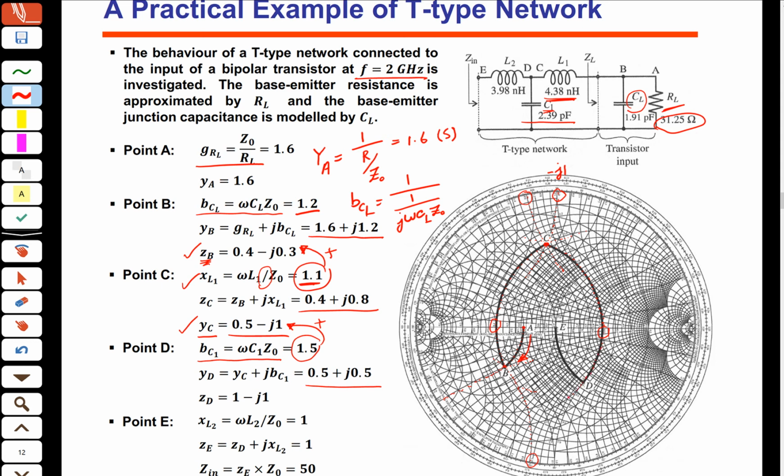So it is somewhere in the lower half. So 0.5 is again this circle, and J.5 is this circle. This is J.5 and this is 0.5. So this is the point E.